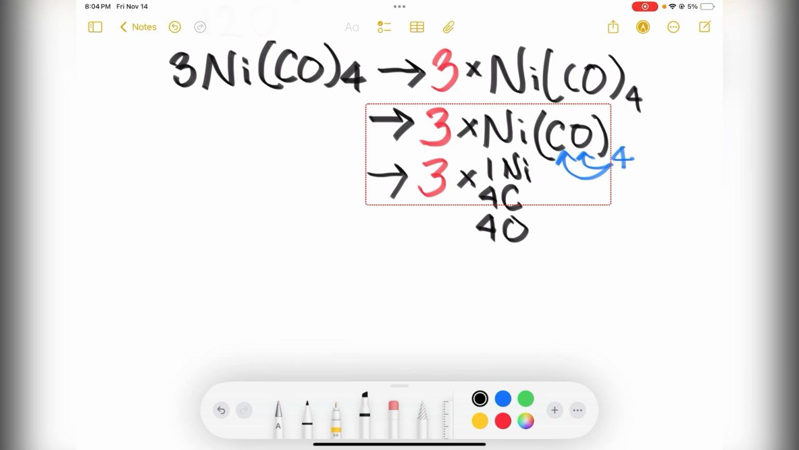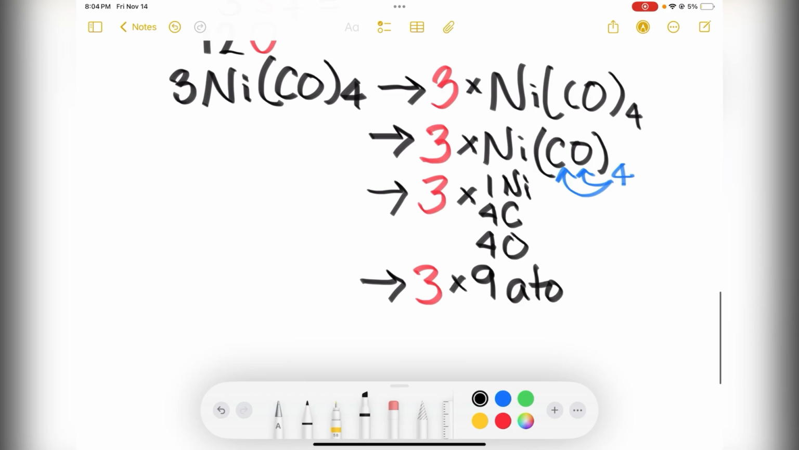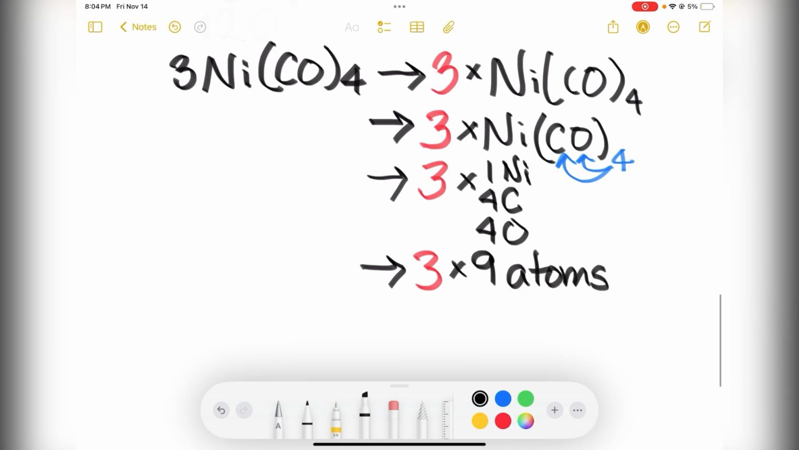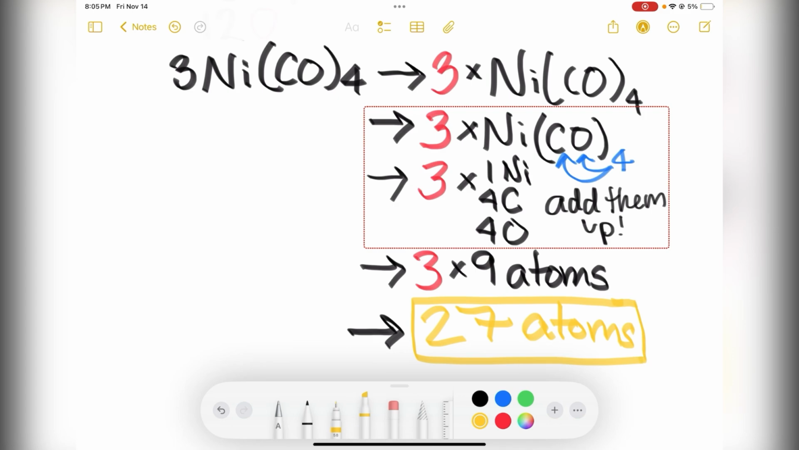Okay? So the next step then, after that, is to go ahead and add them up. 4 plus 4 plus 1 is 9. 9 atoms. Alrighty? Add them up. 9 atoms. 3 times 9 is 27. 27 atoms. Bingo.